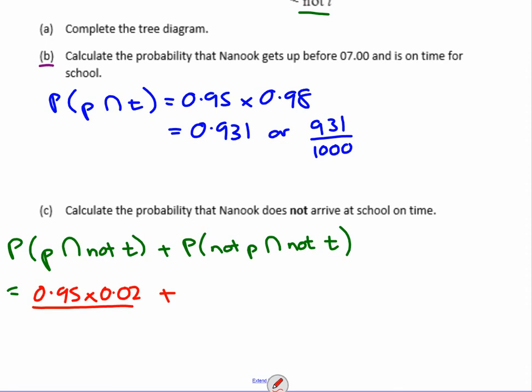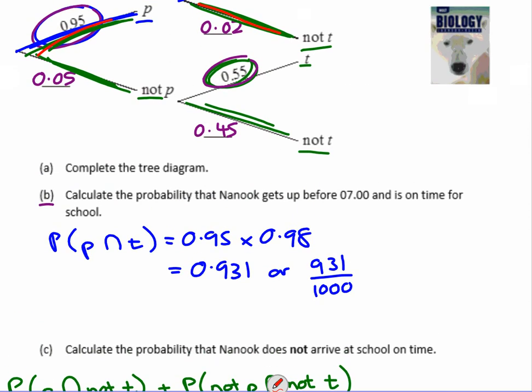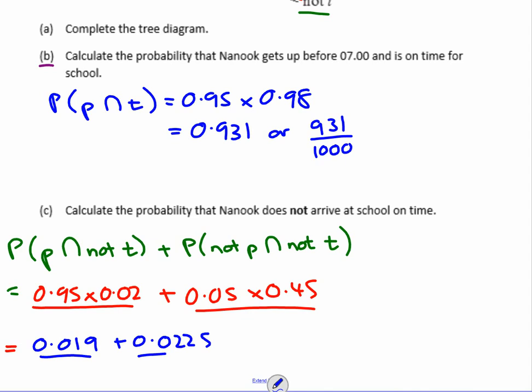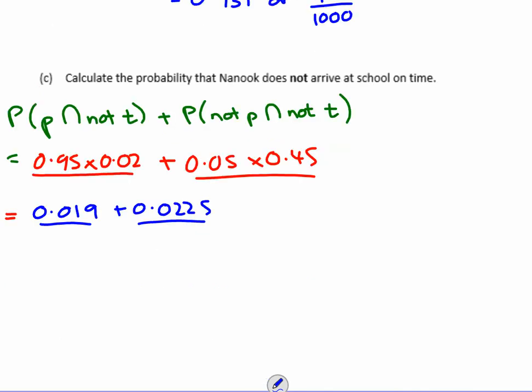Plus the probability of not P is 0.05 and not T 0.45. So that's 0.05 multiplied by 0.45. And you can work those two things out separately if you want, or you can just throw it all in the calculator at once, it's up to you. If you were to work it out bit by bit, 0.019 is the first one, plus 0.0225 is the second one. And if you've got space, write it down here, or if not to the side. You get 0.0415, or 83 over 2,000.